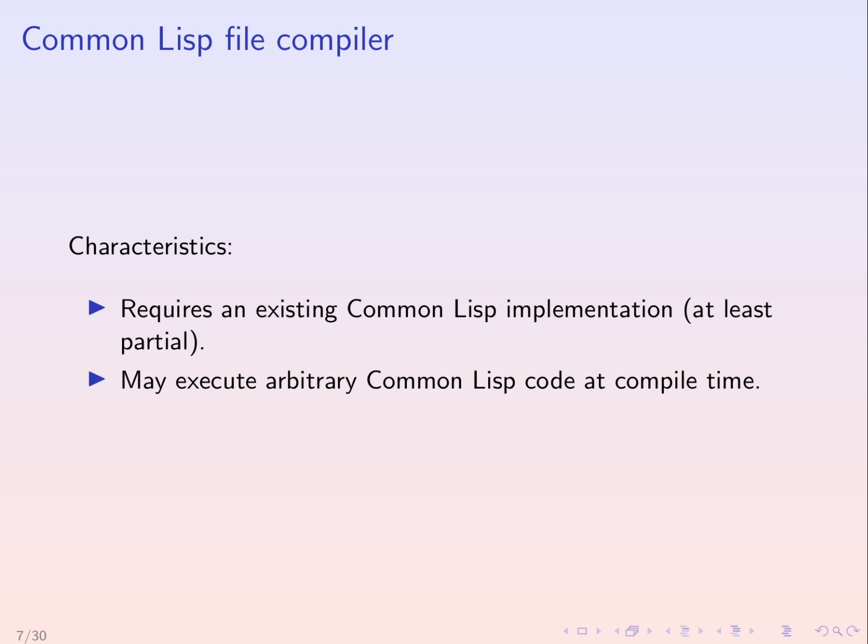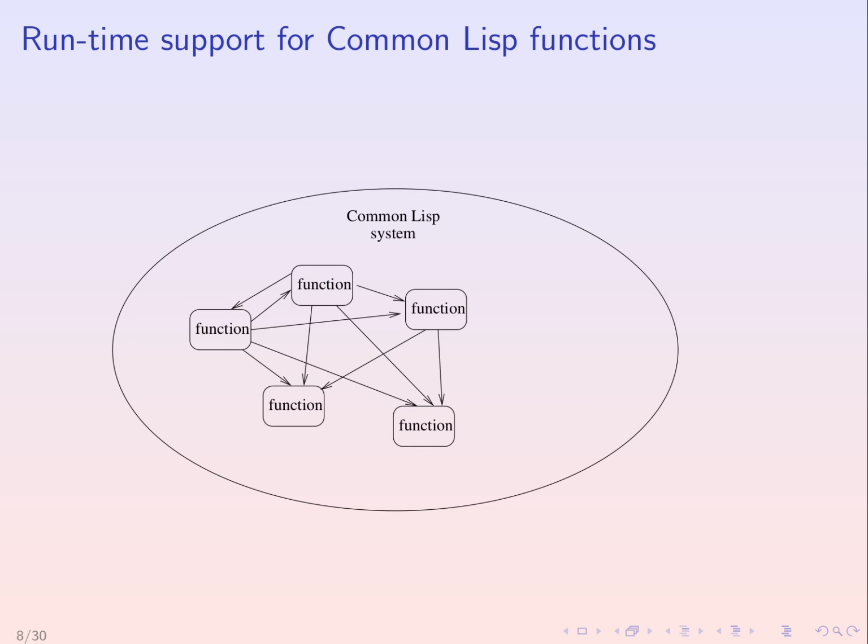So what distinguishes the file compiler for Common Lisp from that of a batch language is that it requires an existing Common Lisp implementation, at least a partial one, whereas a compiler for a batch language requires no such thing, and that it may execute arbitrary Common Lisp code at compile time. Now, if we look at the runtime support for Common Lisp functions, it's the Common Lisp system itself, and those functions can call each other directly without intervention. By directly, I mean without intervention of some kind of kernel.